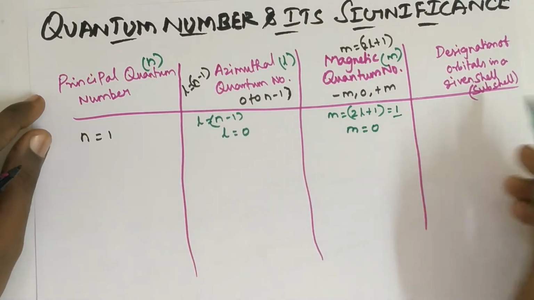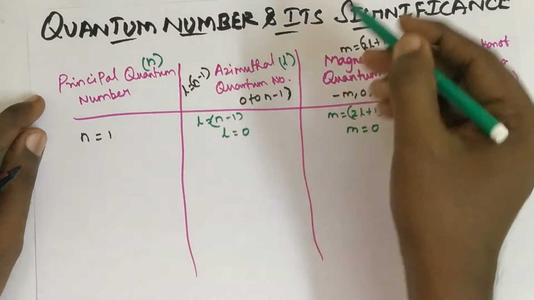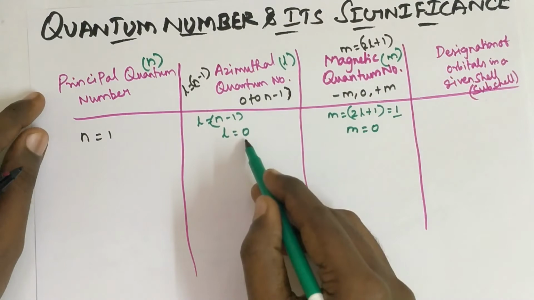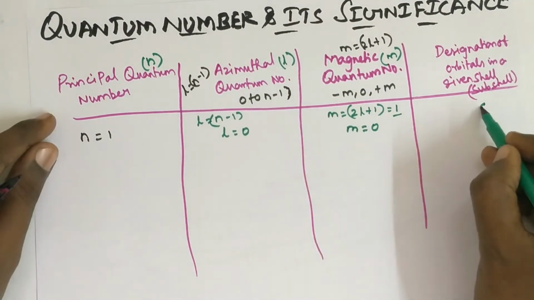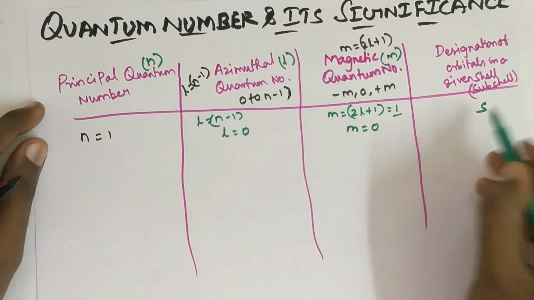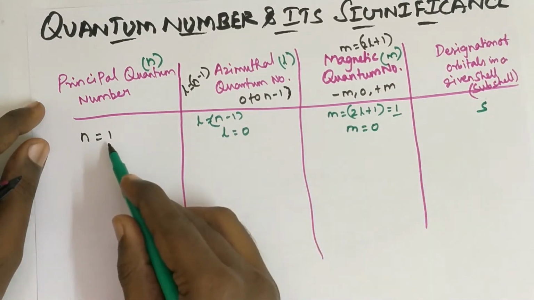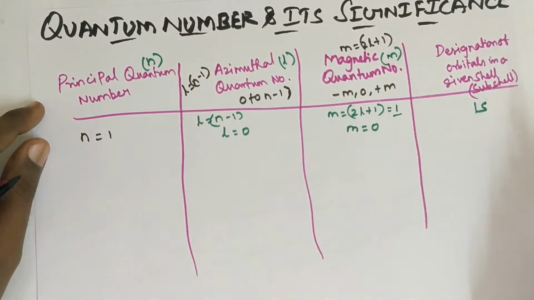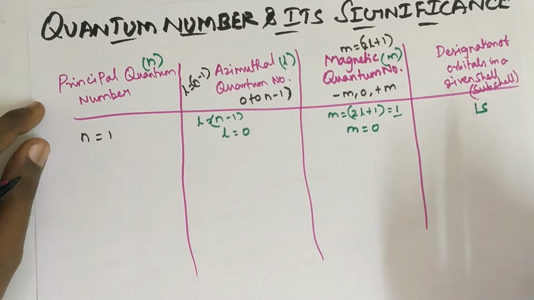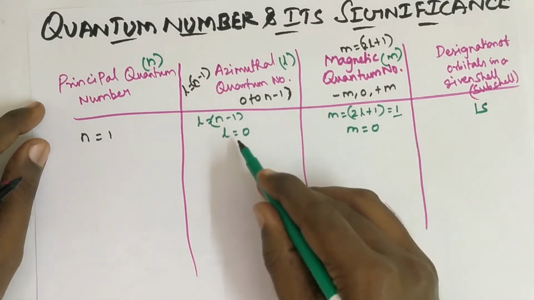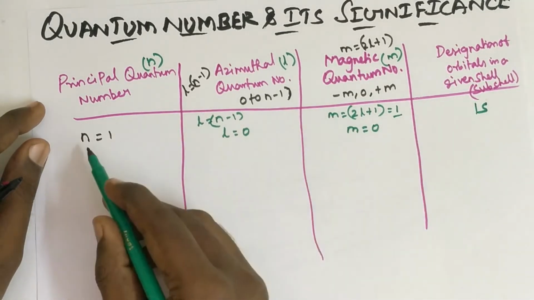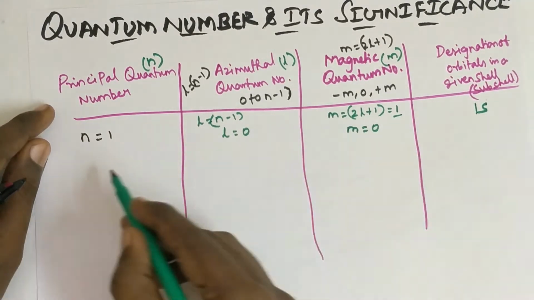Then subshell. We already know that if l equal to 0, the subshell is s. Here n value is 1, so the orbital in the shell is 1s. Once again, l value 0 means s, and taking n value 1, it is 1s.